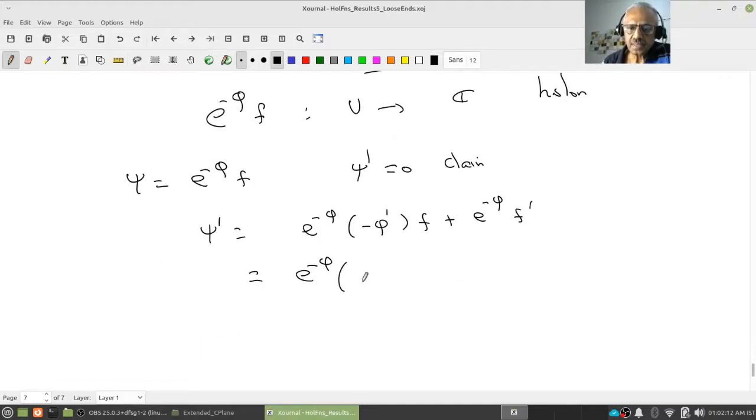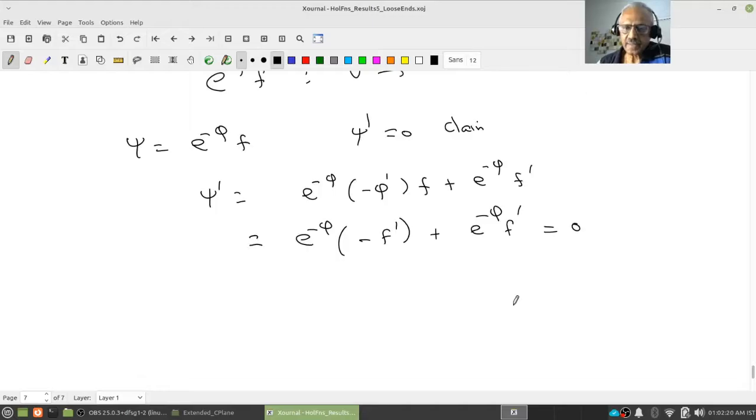Therefore this is minus f dash plus e power minus phi into f dash, therefore this is 0. Alright, therefore xi is a holomorphic function and u is star shaped, therefore it's connected, therefore that implies xi is a constant.